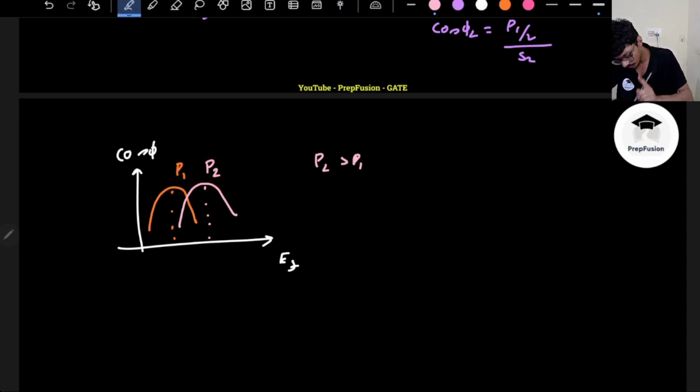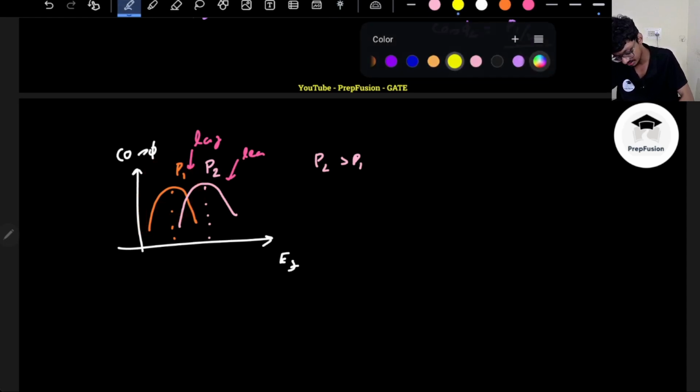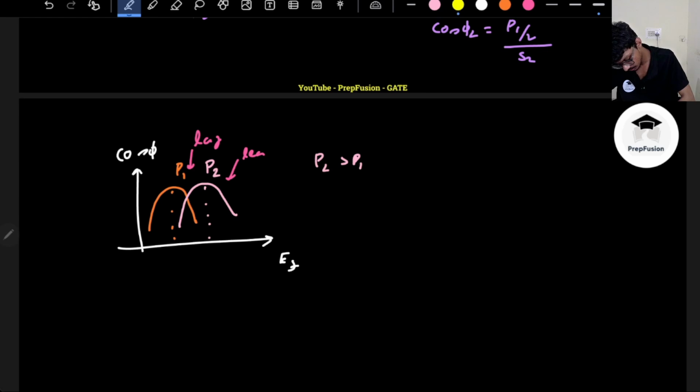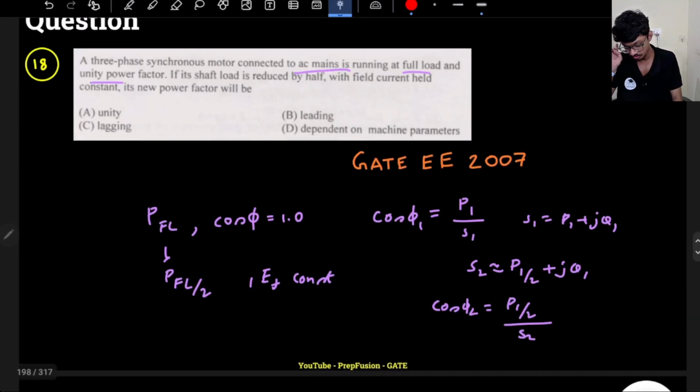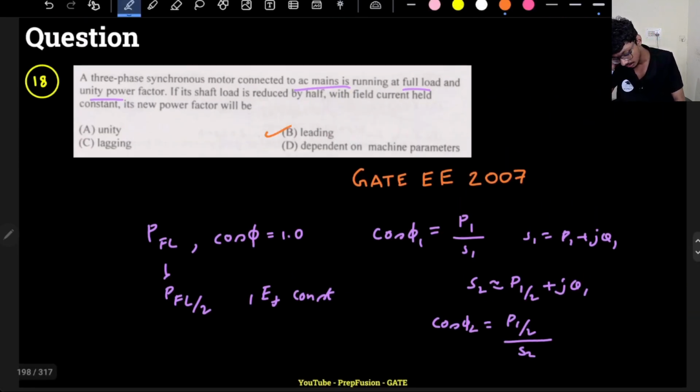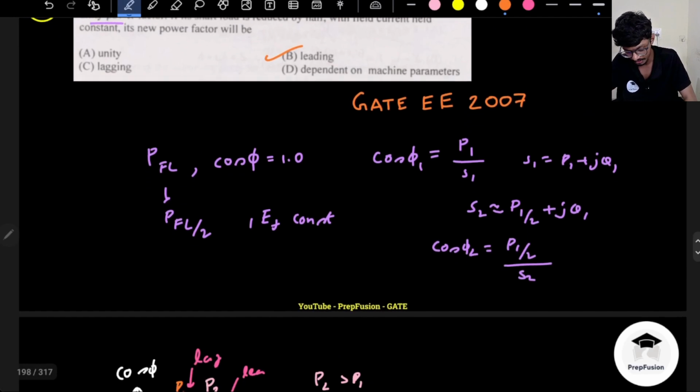Remember, always for a motor, initially we start with lagging, then we go to leading. Same for this graph as well. But they are telling me excitation is fixed. So this is my initial excitation IF, and it will be fixed. This graph will cross somewhere here, my drawing is bad. What is this region? This region is on the right-hand side of the nominal excitation for P1, which is leading. So the new power factor will be a leading power factor.